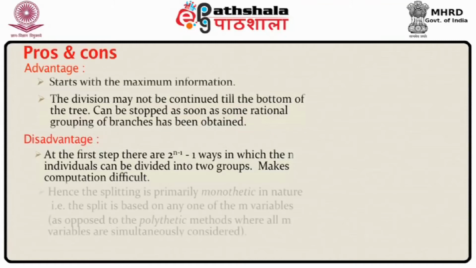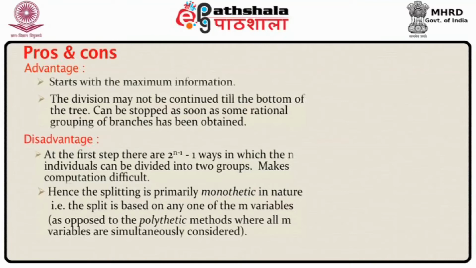The other is, because of this disadvantage, what we do is we split the individuals in terms of one of the m variables. So we split individuals not in terms of the whole vector, but in terms of a single variable, and we refer to this as the monothetic method. As opposed to the monothetic method, we have what is referred to as the polythetic method, where we use all m variables simultaneously.